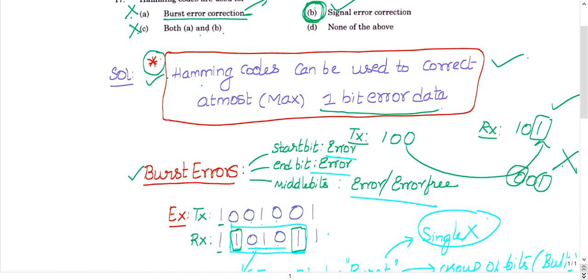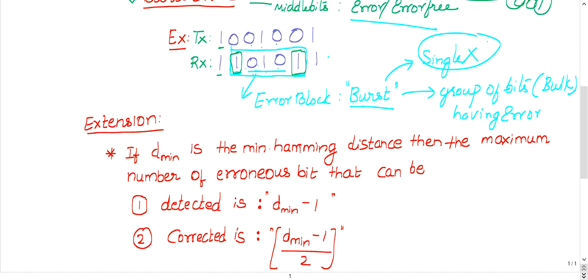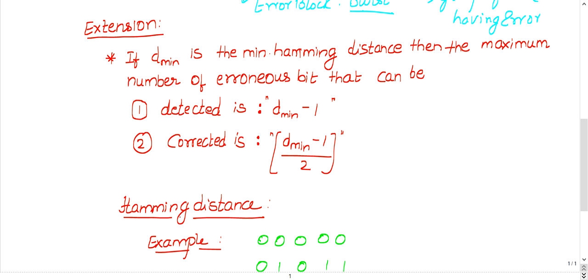Now let us see the extension of these Hamming codes, or Hamming distance, so that it is very useful in your competitive exams. Based on this concept, a question was asked in GATE 2017 recently, CS set 2, I guess.